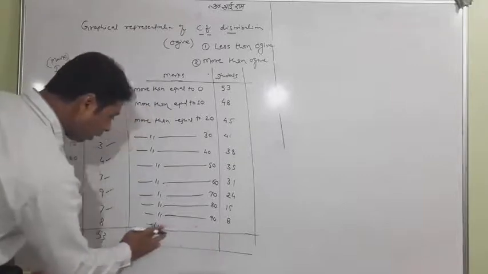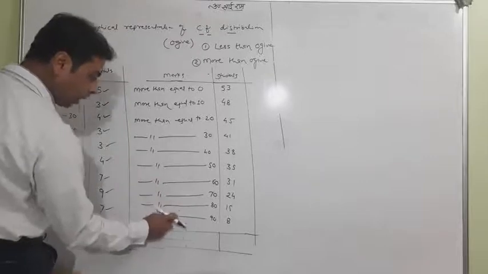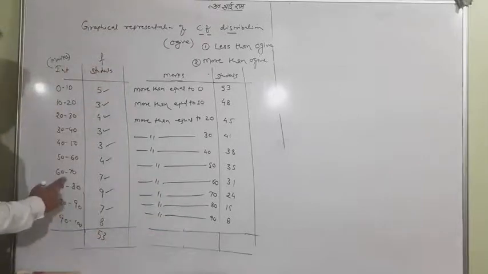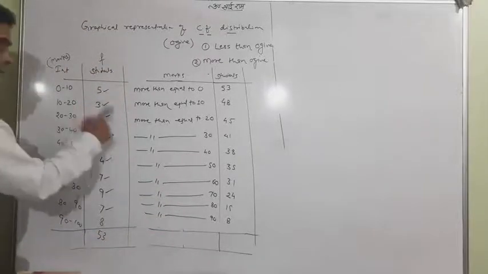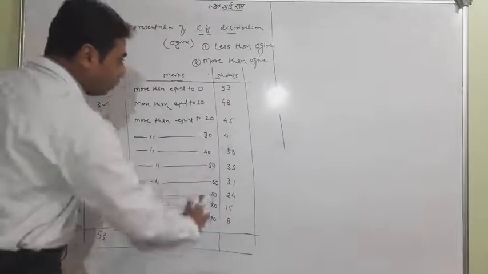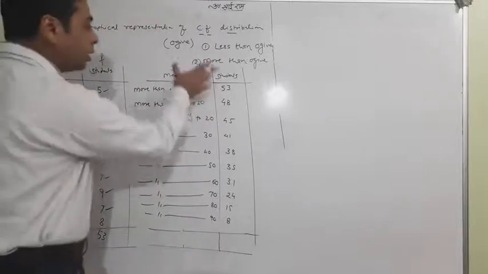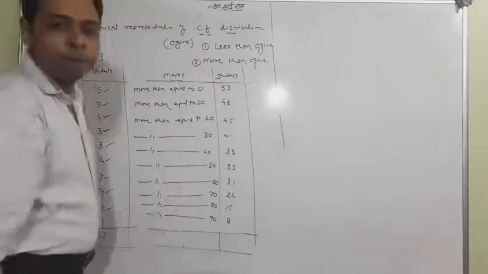Okay, I think this is enough. 1, 2, 3, 4, 5, 6, 7, 8, 9, 10. We have done it. So this is the criteria by which we can get the more than type, that this particular data has been turned into more than type language.